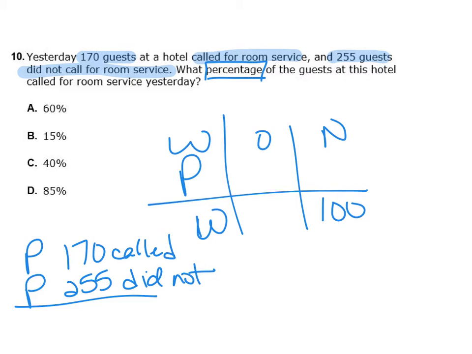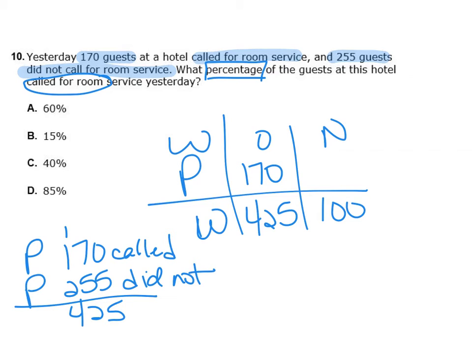So that means I need to find the whole part. So I'm going to add this up. So that's 425 total. And then that means I need to find out the ones that called for room service. So the ones that called were 170.